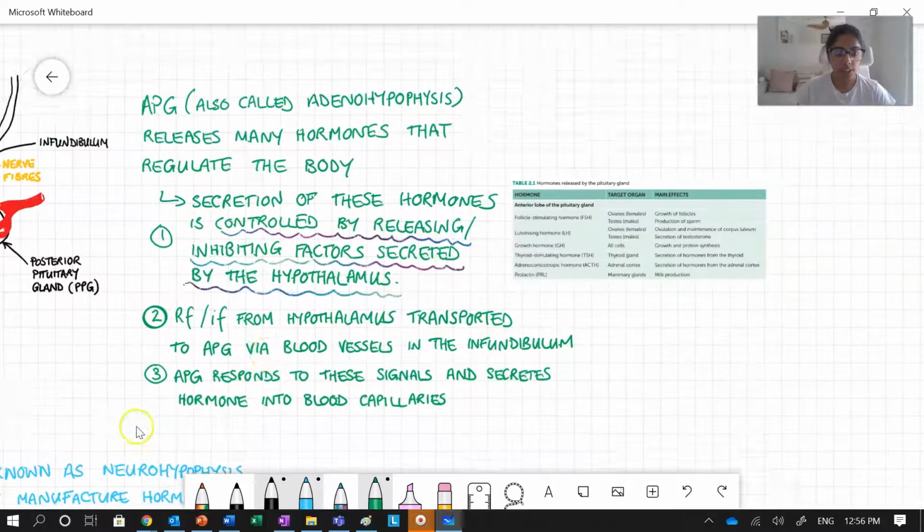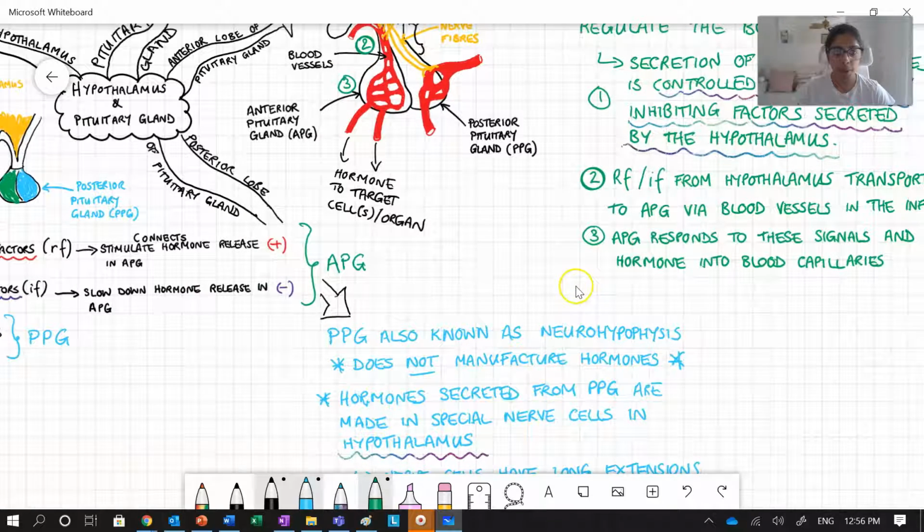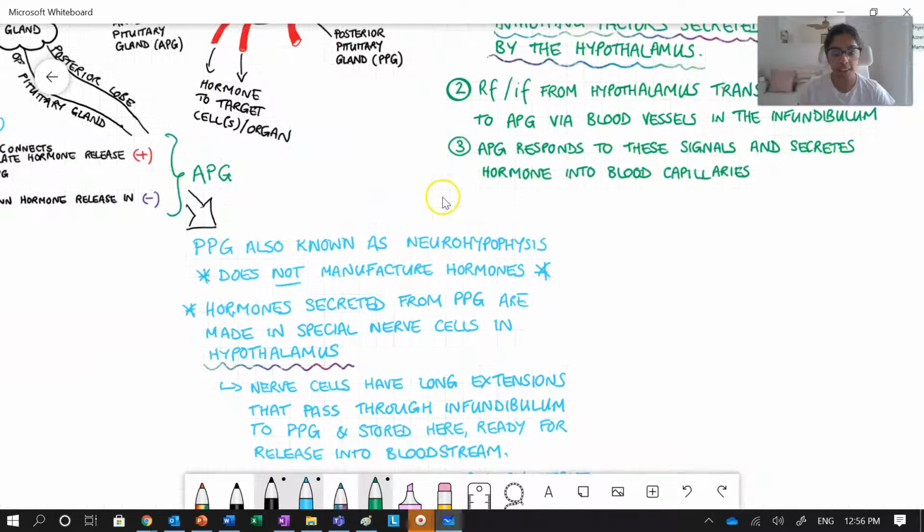Okay, so now we are going to talk finally about the posterior pituitary gland. This is also known as neurohypophysis. Again, you just need to know it as the posterior pituitary gland, or PPG. What is really important about this lobe of the pituitary is that it does not manufacture its own hormones. Therefore, it is not regarded as a true endocrine gland.